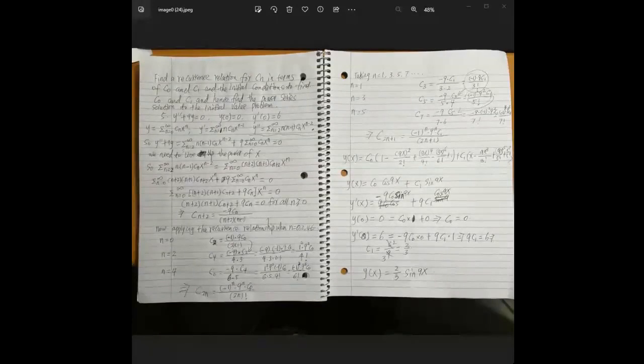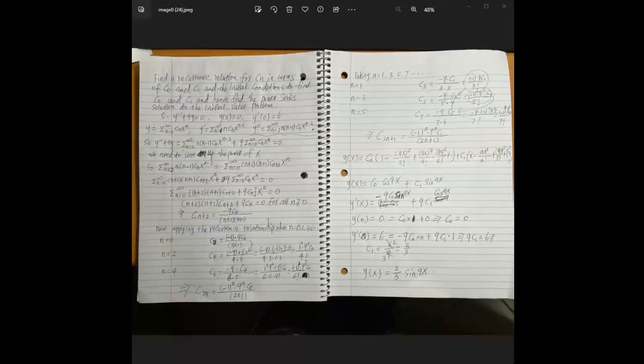So we have the initial values over here. So we have y of pi over here. So we get the derivative of y. The first derivative is -9 C0 sine 9x plus 9 C1 cosine 9x. I plug in the initial conditions over here.